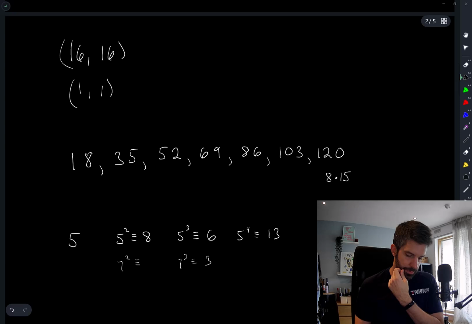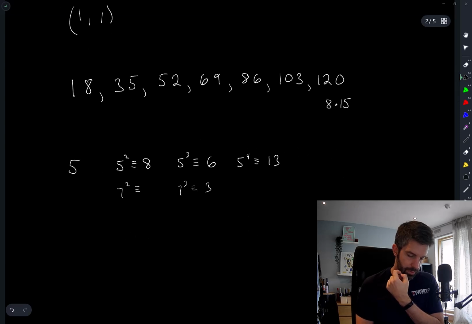6 pairs with 3. What does 8 pair with? 15. 7 squared must be equivalent to 15. Yep. Wait, is that right? 34 plus 15. Yep. 7 to the 4. So 3 times 7 is 21. 21 mod 17 is 4.